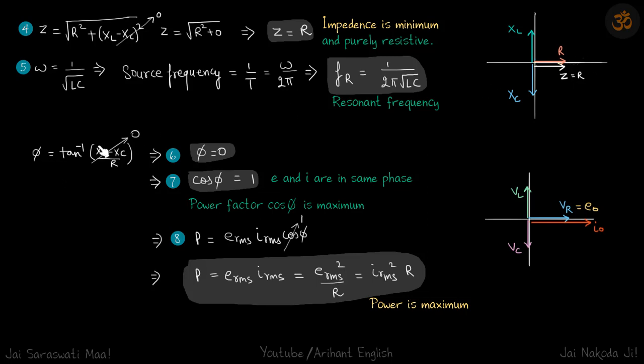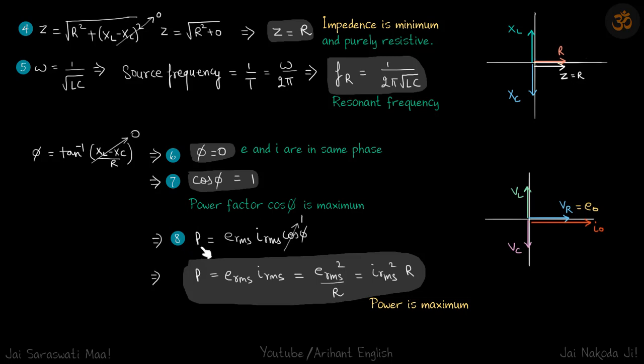Now phi. Phi is tan inverse of (XL minus XC) by R. XL minus XC is 0, which gives phi is 0. So in this circuit, phi is 0, which means cos phi is equal to 1. So the power factor cos phi is maximum now because it is 1. And phi equal to 0 also means that E and I are in the same phase, because I was I naught at angle minus phi. So these are the 6th and 7th points.